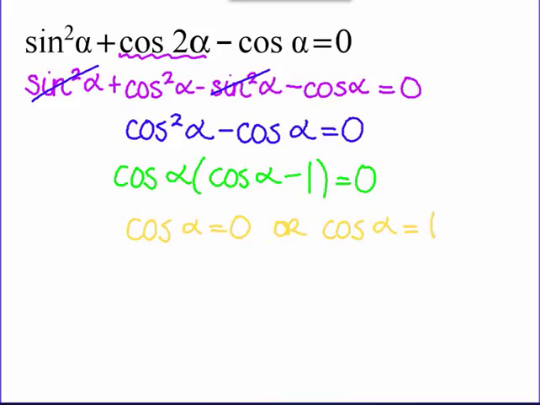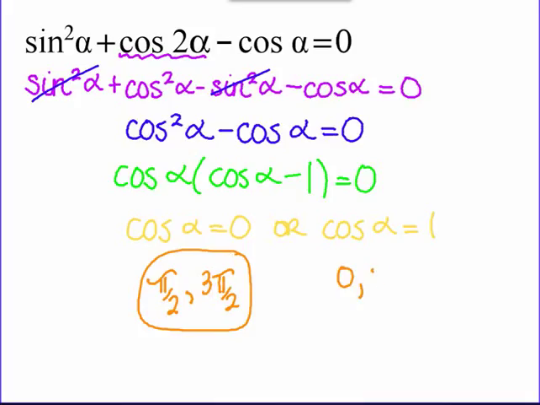So where does cosine equal 0? It equals 0 at pi over 2 and 3 pi over 2. Where does cosine equal 1? At 0 and 2 pi. So there you go. Questions? Pretty straightforward, solving equations using double angle formulas.